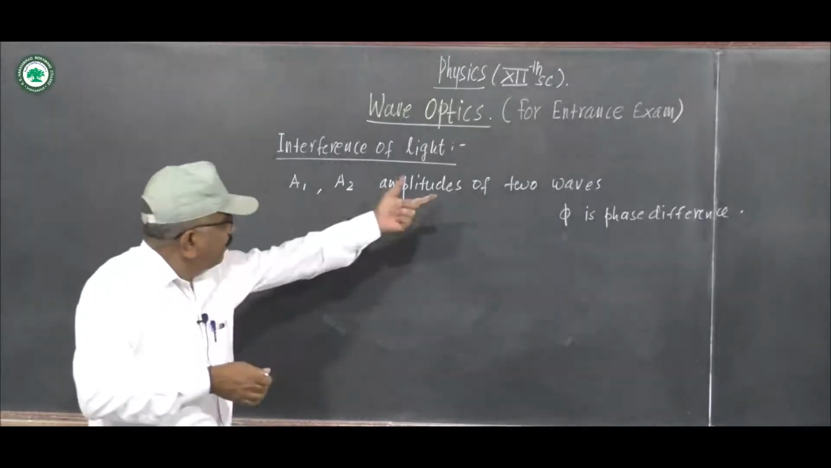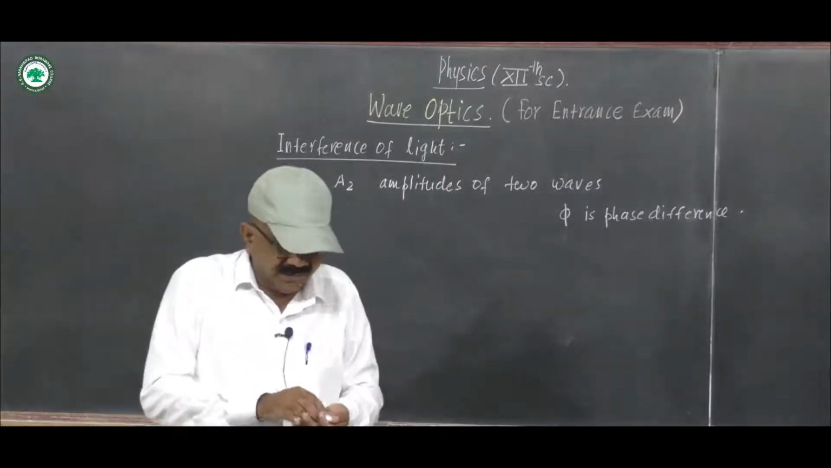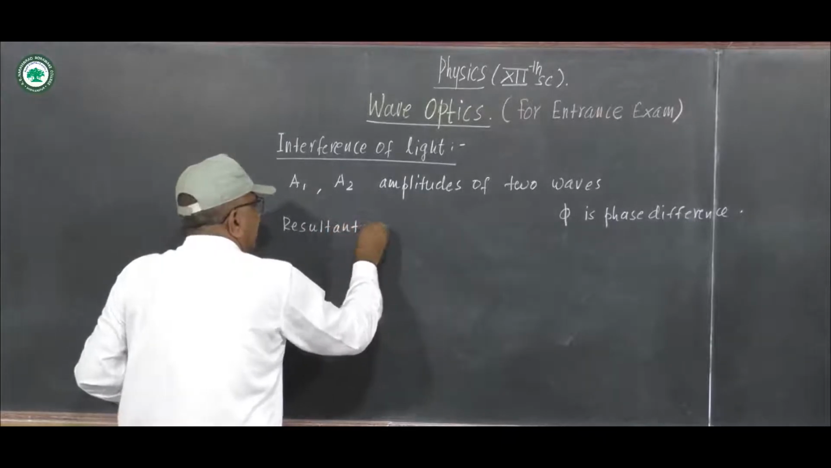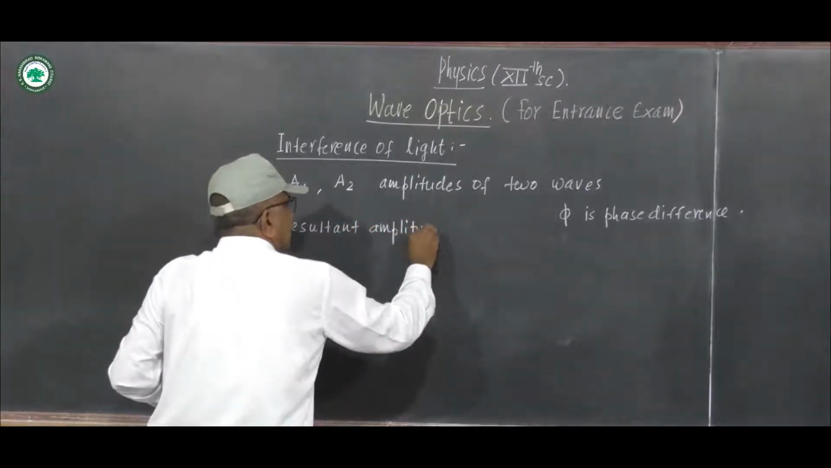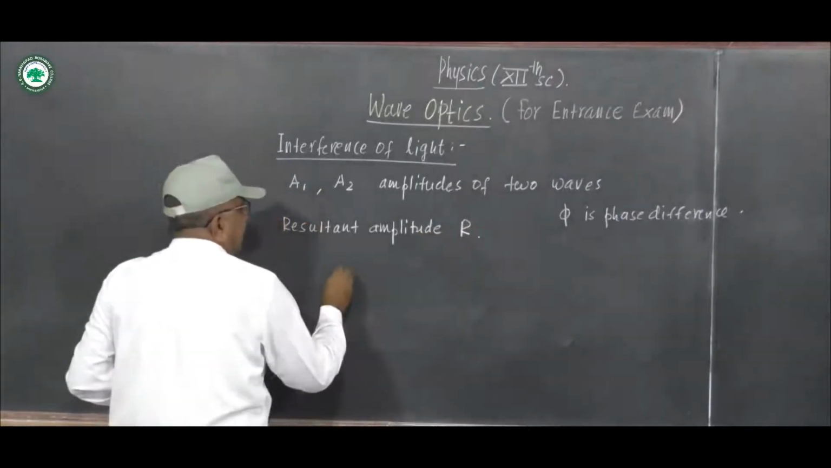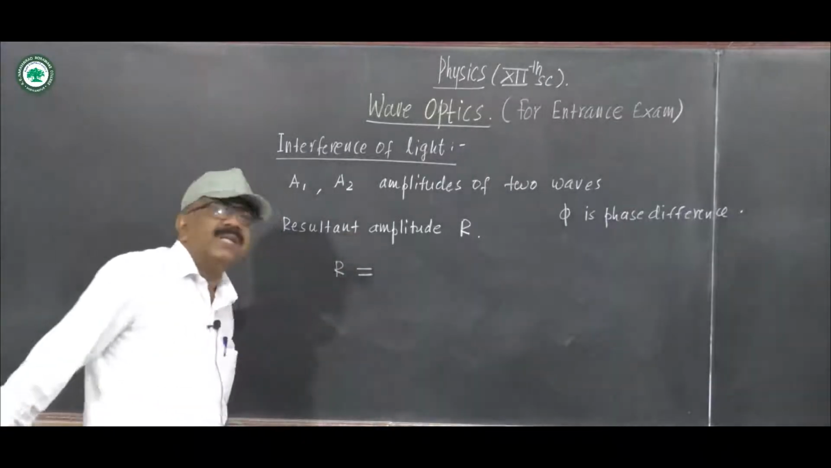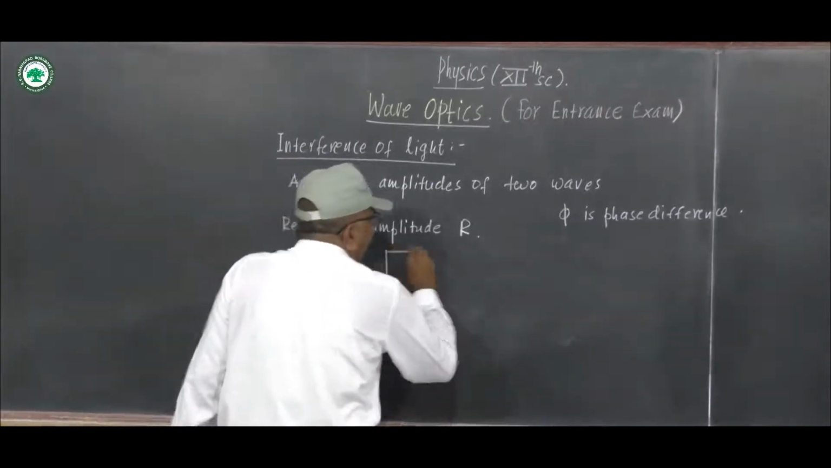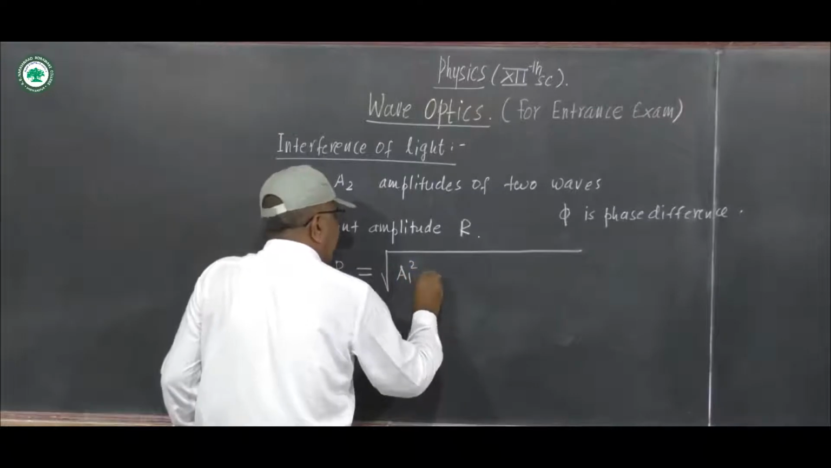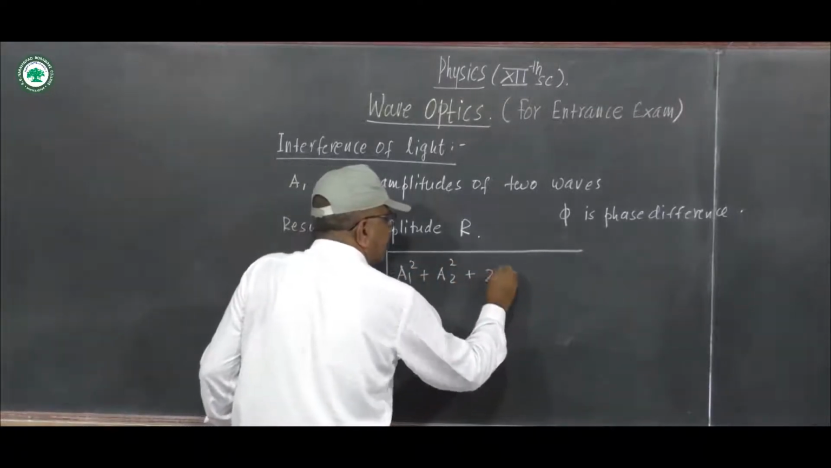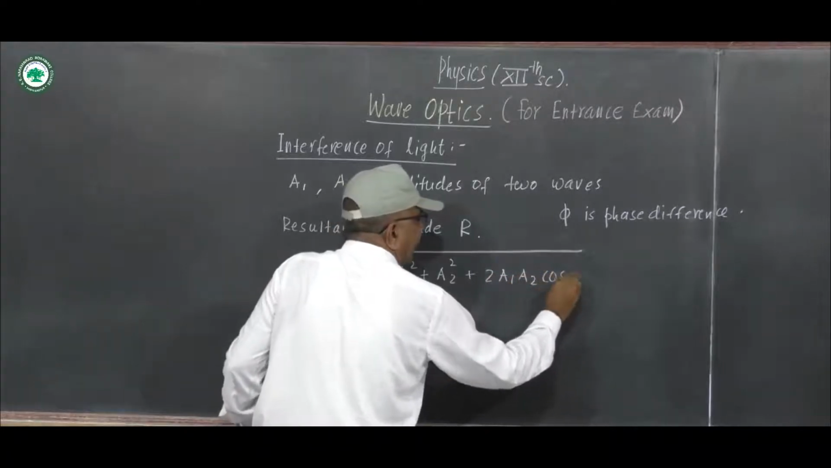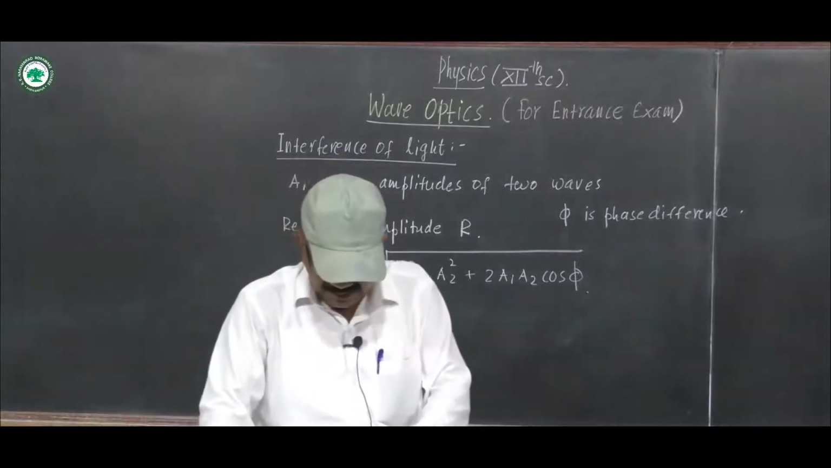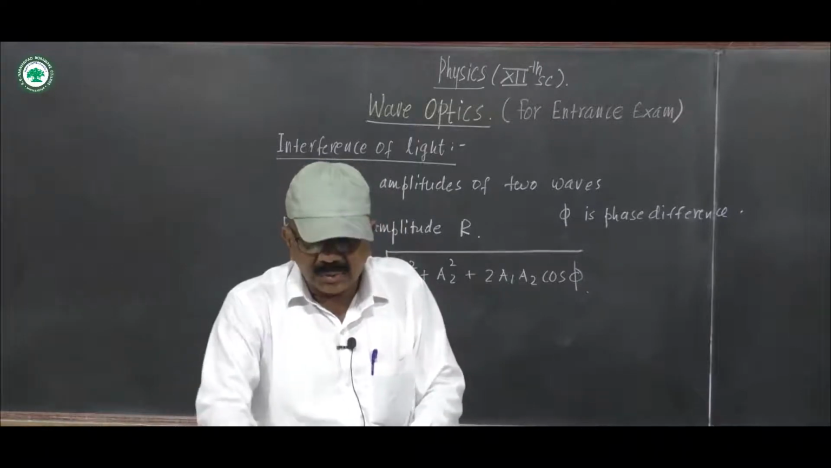But if A1, A2 are amplitudes of the two waves and phi is the phase difference between them, then the resultant amplitude of these two waves is, suppose R, and that R is given by the square root of A1 square plus A2 square plus 2 A1 A2 cos phi. This is one important formula.